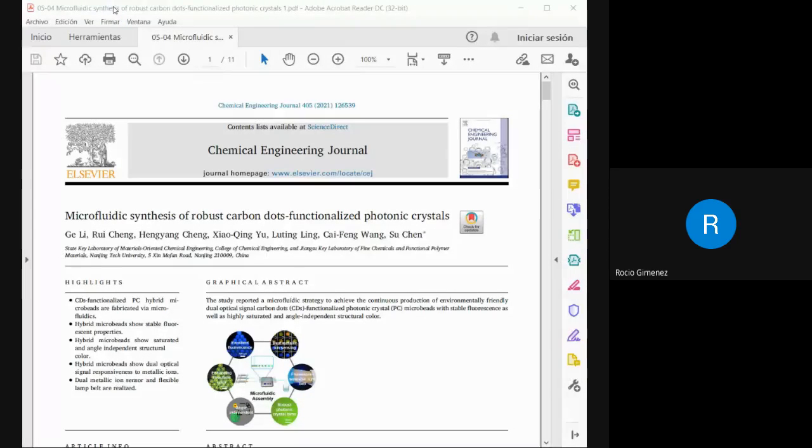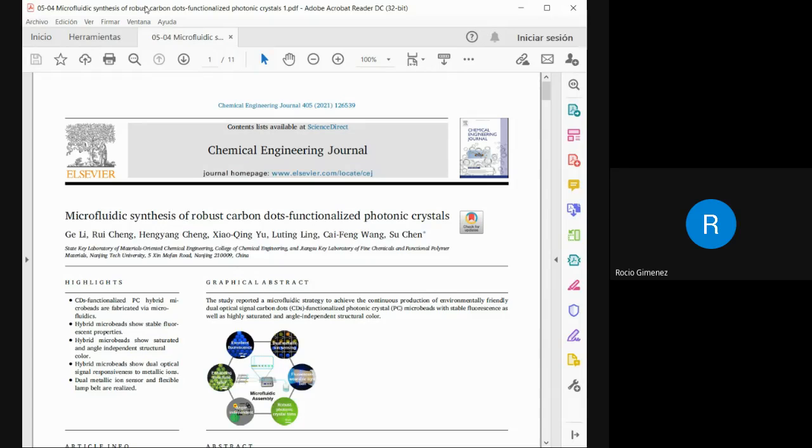I'm going to be presenting this paper, "Microfluidic synthesis of robust carbon dots functionalized photonic crystals". For those who don't know or don't remember, quantum dots are particles of a few nanometers that have optical and electronic properties that differ from larger particles due to quantum mechanics. For example, they possess photoluminescence. And photonic crystals are periodic dielectric structures designed to form the energy band structure for photons that can either allow or forbid the propagation of electromagnetic waves of a certain frequency.